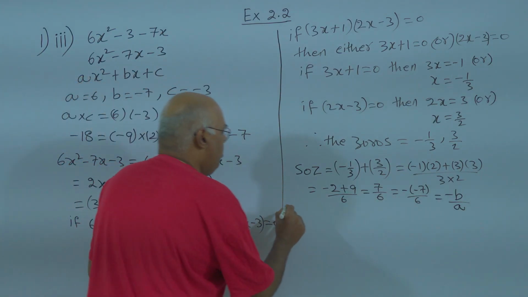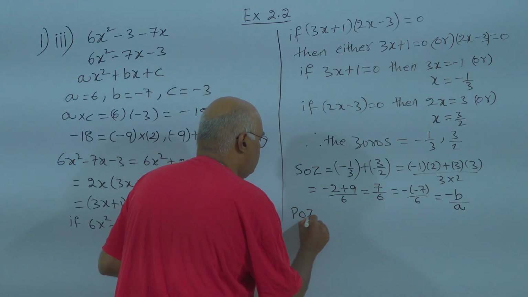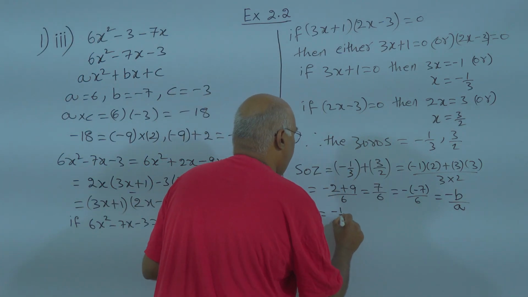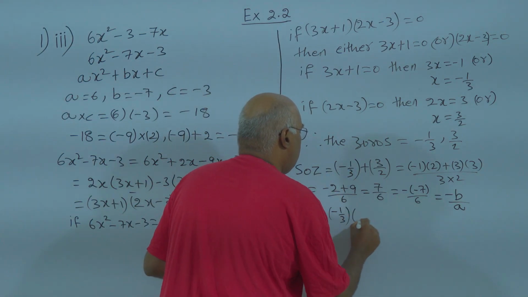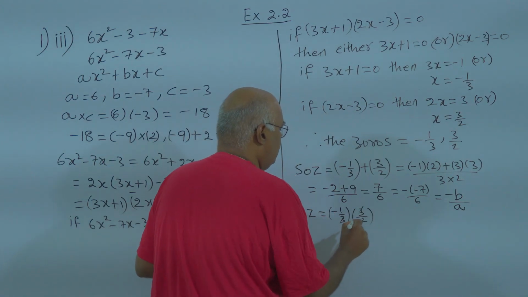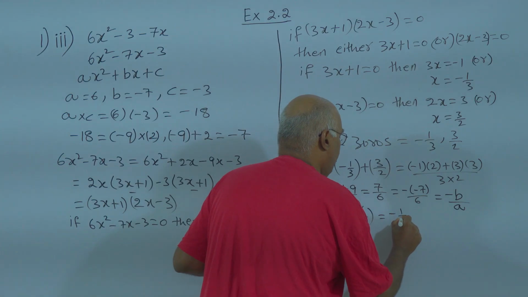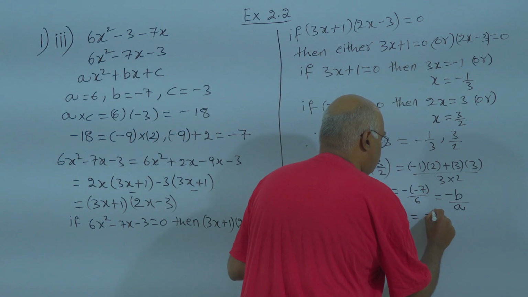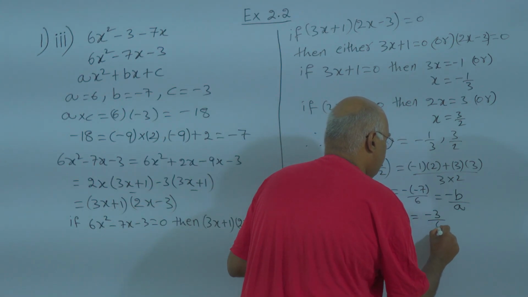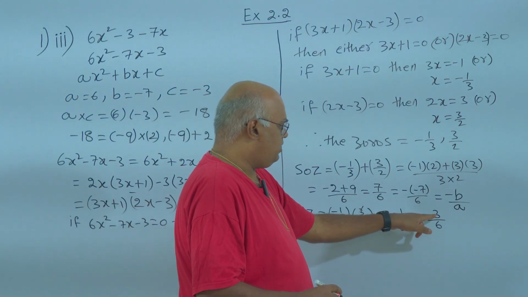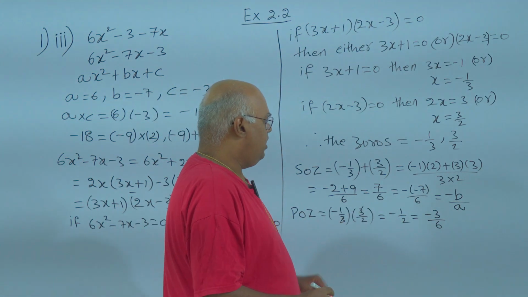In the same way, product of zeros. What is the product of zeros? Minus 1 by 3 into 3 by 2. So 3 will get cancelled. This is equal to minus 1 by 2. So this minus 1 by 2 I will write as minus 3 by 6. So minus 1 by 2 I am writing as minus 3 by 6. Minus 3 by 6 is nothing but equal to minus 1 by 2.